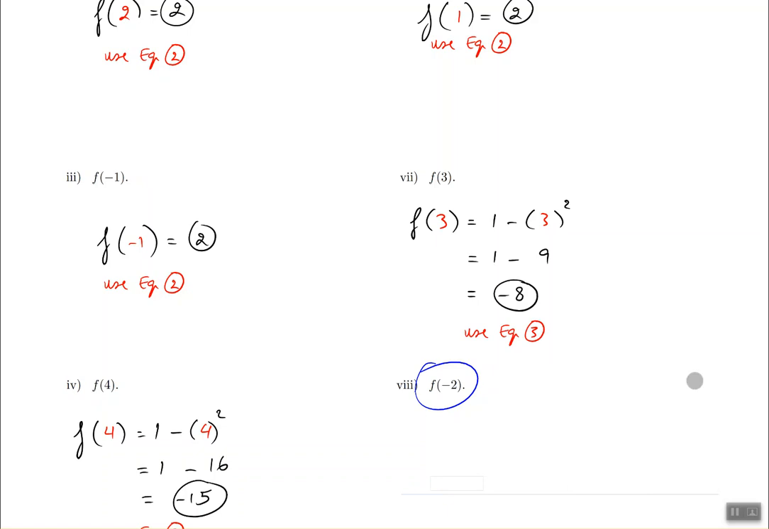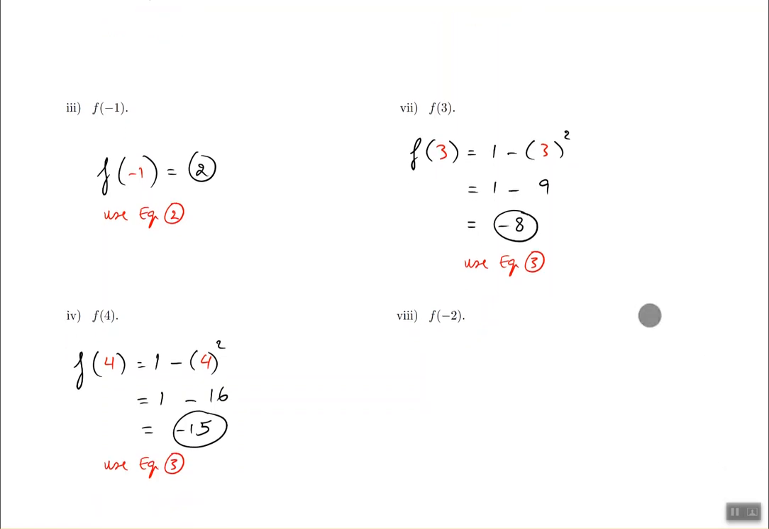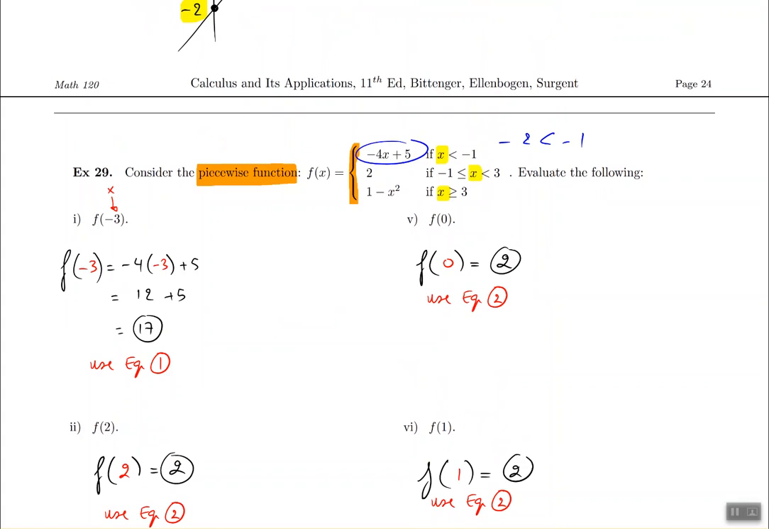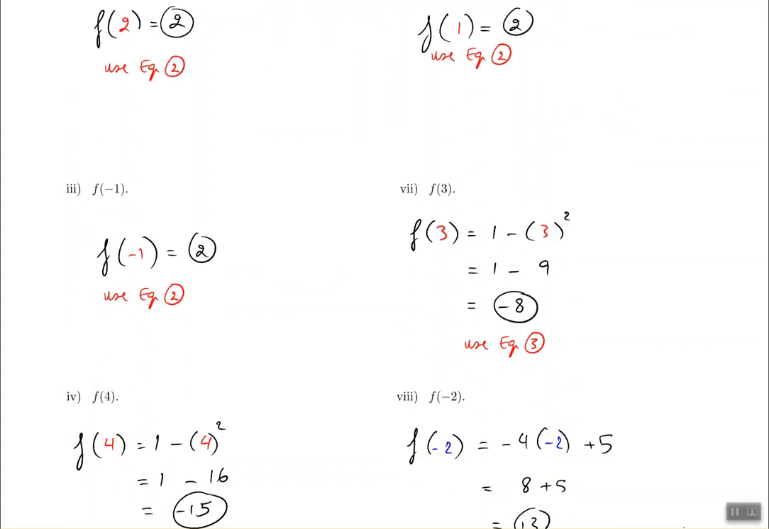Finally, we have f of -2. So let's write it down. F of -2 is -4x plus 5. In this case, that's going to be 8 plus 5, which is at the end 13. And that's because I have to use the first equation, -4x plus 5. So I hope that made sense.